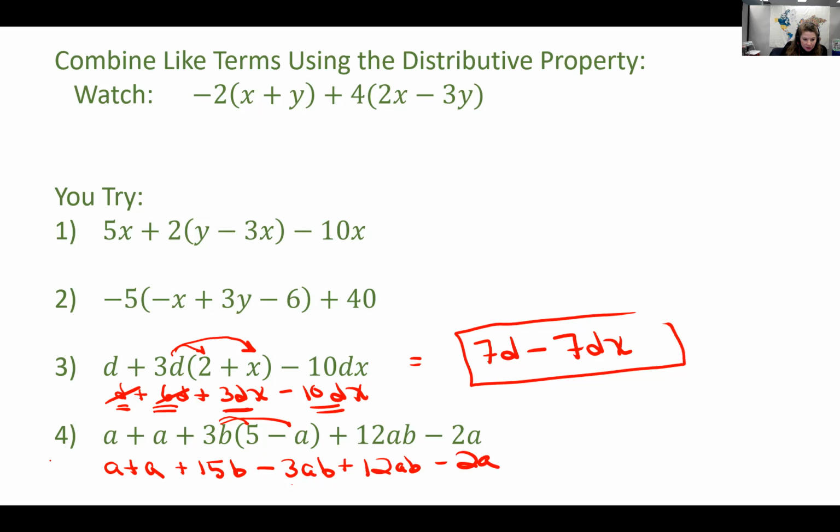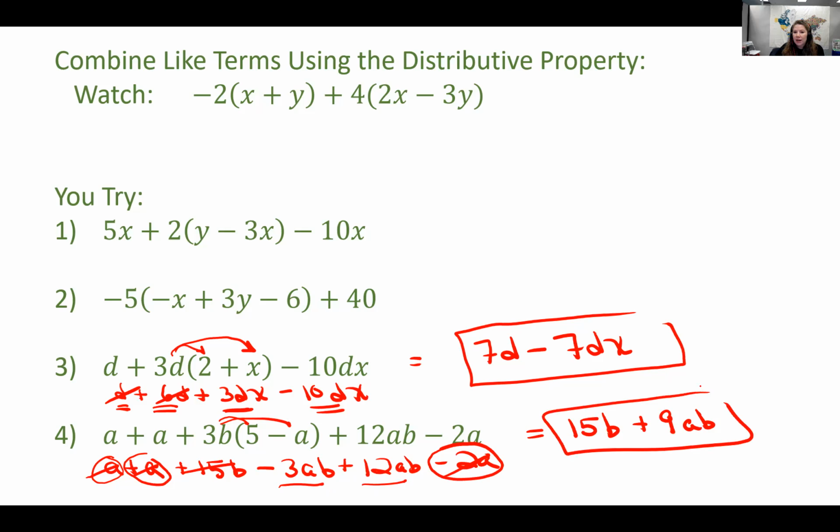All right, now I'm going to combine like terms. I have 1a plus 1a is 2a. And then 2a minus 2a is 0. So the a's all go away. Now we have 15b as part of my answer. And then I have negative 3ab plus 12ab. 12 minus 3 is 9, positive 9ab. And that's my answer. All right, how'd you guys do?